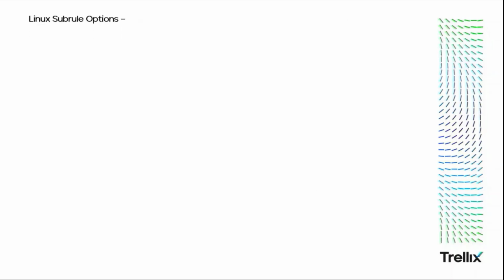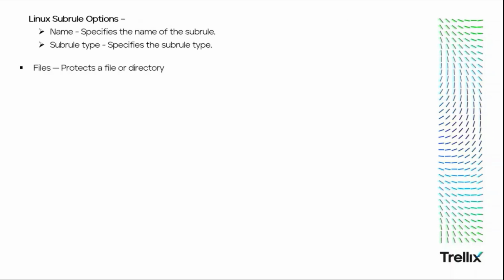So what do the Linux sub rule options include? A Linux sub rule will have a name and a sub rule type, which will be either file or processes. Basically, it protects files and directories and protects the specified process in the access protection rule.